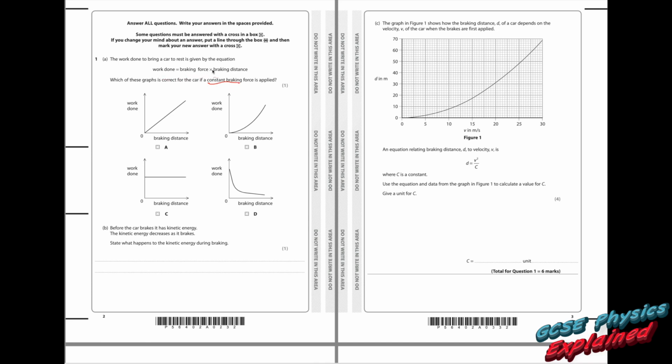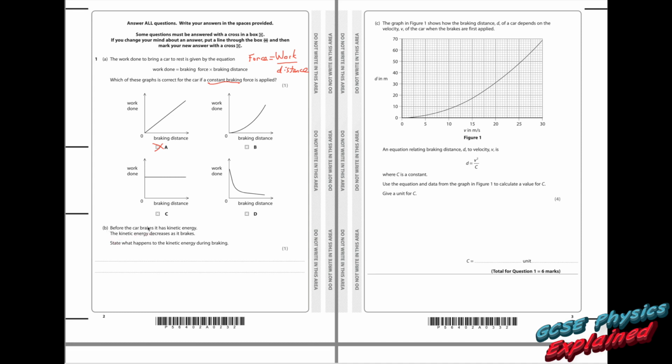So if we rearrange this equation, now if we need the force to be constant, that would mean that if the work was to double, the distance would also have to double. If the work was to triple, then the distance would have to triple. In other words, the relationship is proportional. You recognise a proportional relationship on a graph by it being a straight line going up from bottom left to top right. So the only graph that can be correct is this graph here, graph A.